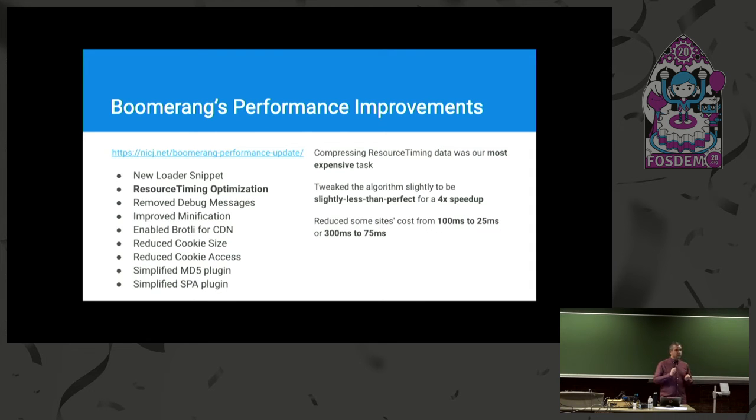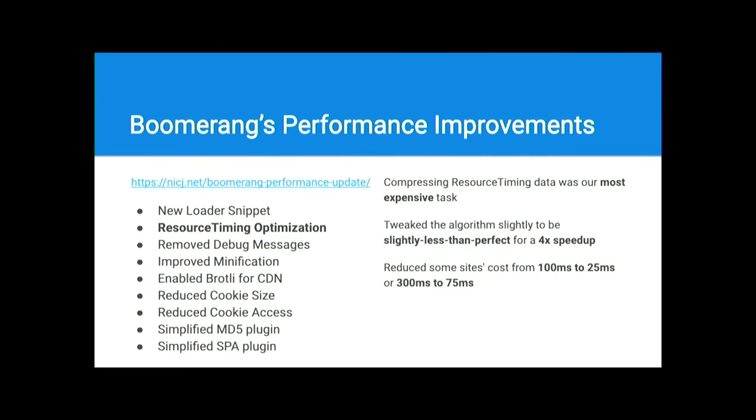So just this little tweak of the algorithm, we thought that trade-off, obviously, of a 4x speed up was worth it for the minimal cost in the size of the bytes. So on a lot of the sites, the sites that were taking 300 plus milliseconds are now under 100 milliseconds, 75 milliseconds, et cetera. So that was a big win for us.